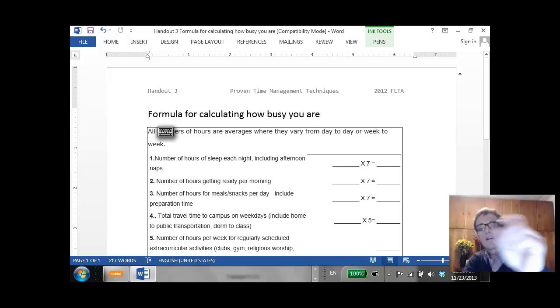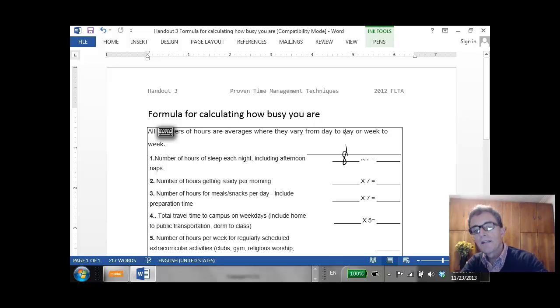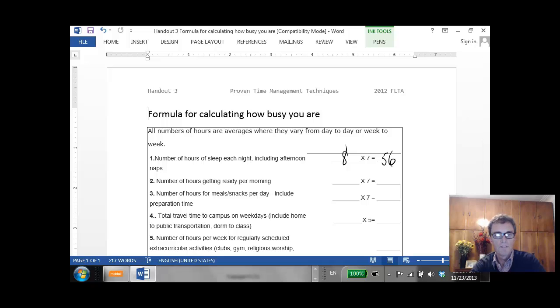So we're going to start inking again. I'm going to show you how to do this, but then you're going to take a few minutes and do it yourselves. First of all, how many hours of sleep a night do you get, including afternoon naps? Let's say that you get 8 hours per night. So we're going to put an 8 here, and then we're going to multiply by 7 because that's 7 days a week, and we come up with 56.